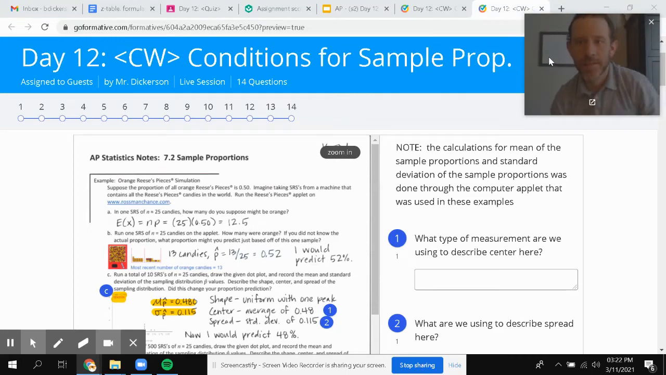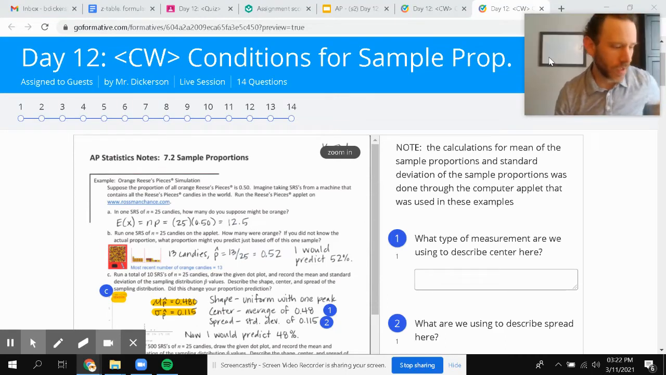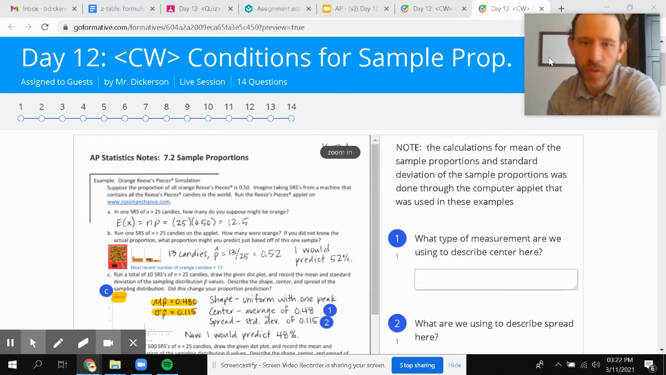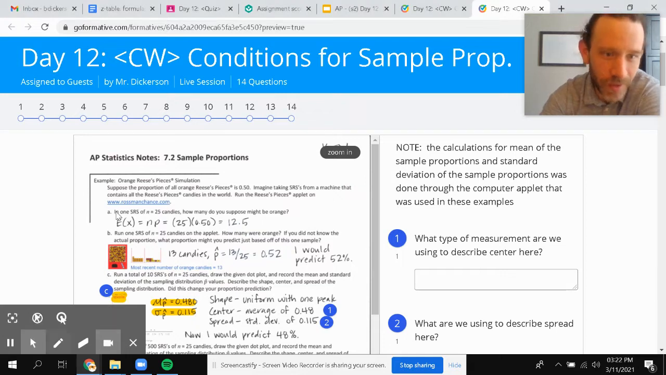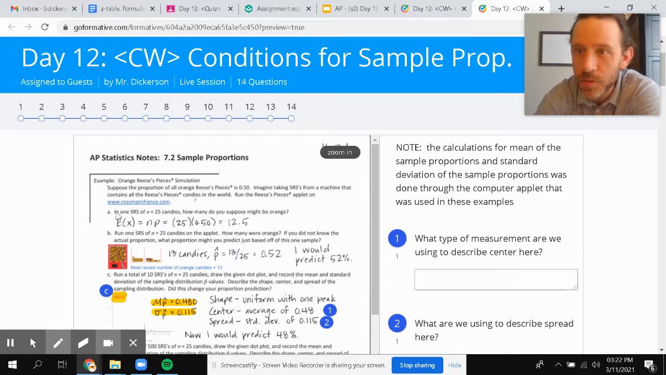All right, stat students, let's get to some conditions for sample proportions. So first set of questions that we have here on this first section, let's talk about what's going on here. We have this scenario where we're talking about Reese's Pieces. So go grab your candy if you have it. And we want to look at how do we use sampling proportions to describe a population. That's all this is about, okay?